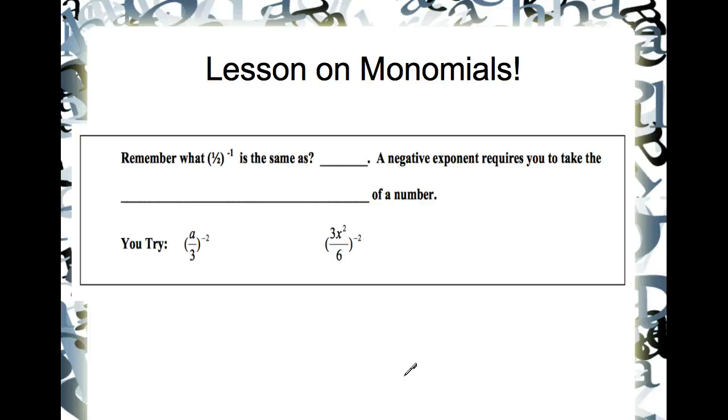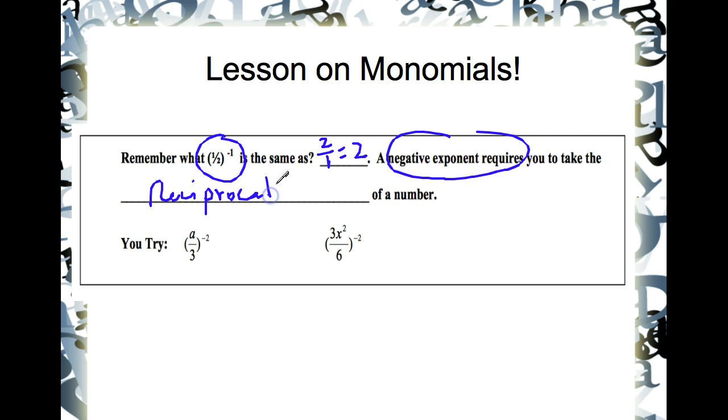Now, a little bit more working with negative exponents. If you remember from the previous lesson, the negative 1 power is the same as taking the reciprocal. So the reciprocal of 1 over 2 is 2 over 1, which is just 2. A negative exponent requires you to take the reciprocal of a number. It's nothing to do with a negative value, it's the reciprocal. So how I like to do this is the following.